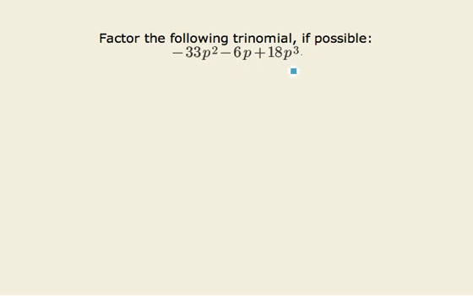Another thing that pops out at me is I got a p in each of these three terms. So I'm going to be able to factor out a common factor. I'm going to be able to factor out a p. More than just a p, right? 33, that's 3 times 11. 6, that's 3 times 2. 18, that's 3 times 6. I can pull a 3 out. So I'm going to be able to pull out a 3p.